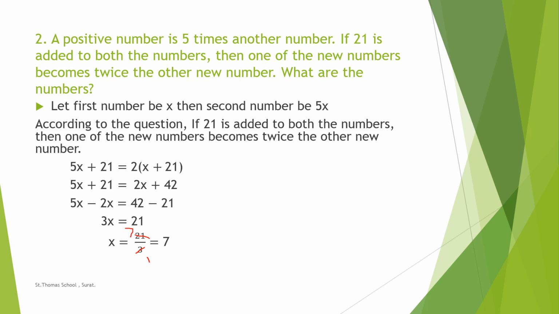Now what is the first number? It is x, so that is 7. The second number is 5x, so 5 multiplied by 7. 5 sevens are 35. Thus, the first number is 7 and the second number is 5 multiplied by 7, that is 35. It's clear?